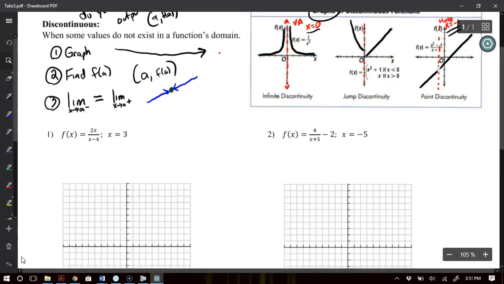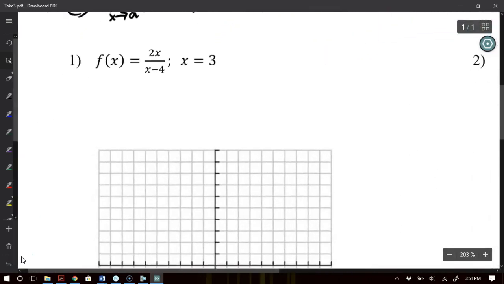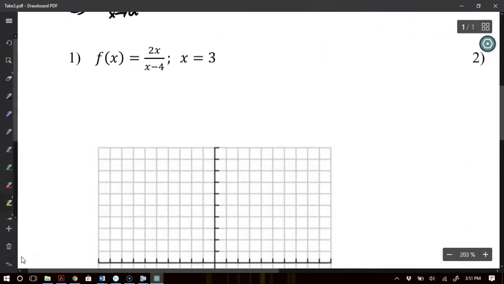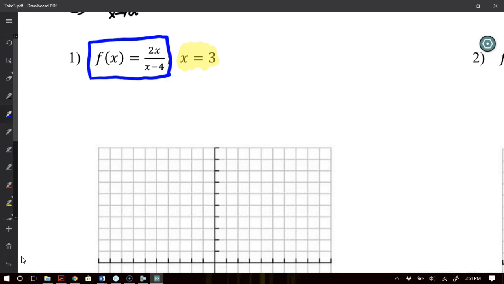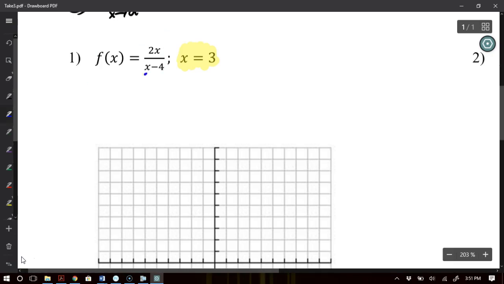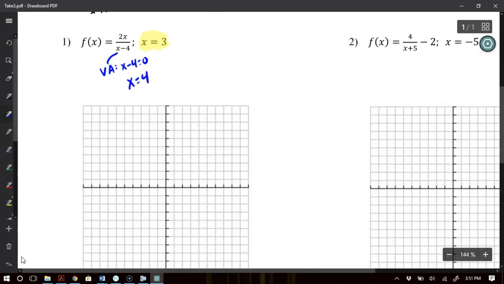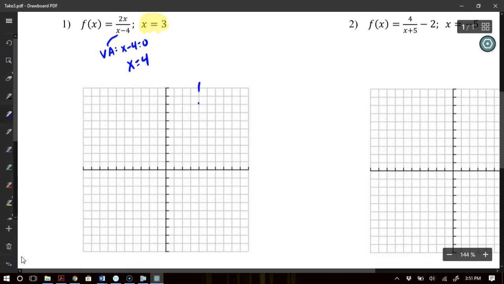So the limit we're going to be looking at for the function, we'll look at just when x equals 3, is it continuous? But we have this entire rational function. So our job is to graph it first. The first thing I'm going to do is find my vertical asymptote. Set the denominator equal to 0. I have a vertical asymptote at x equals 4. So I'm going to graph my dashed vertical line, x equals 4.